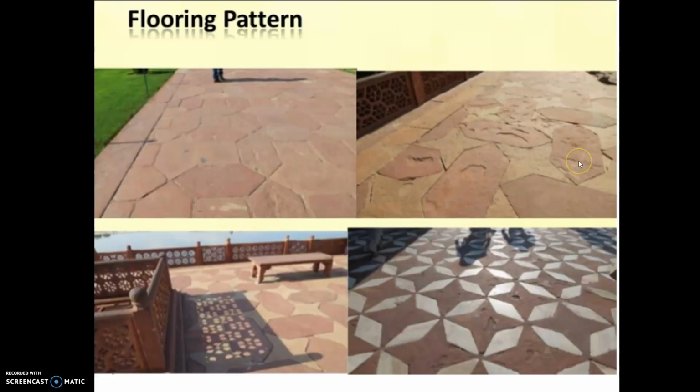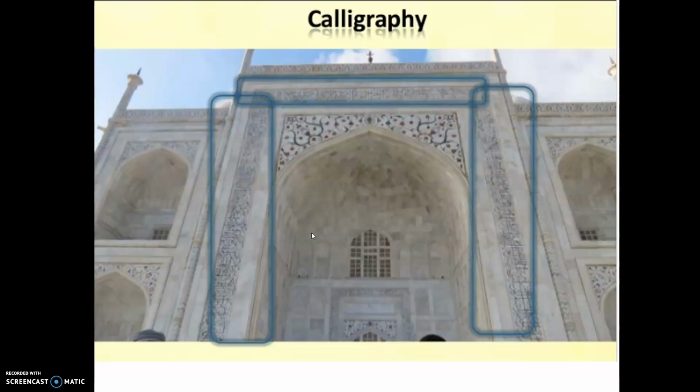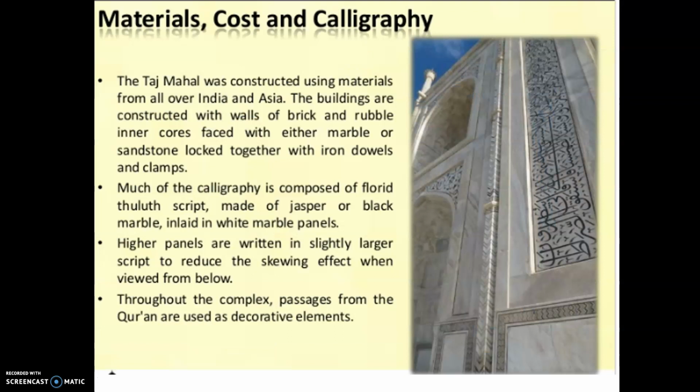And these are patterns with red sandstone and white marble, in which they use a geometrical pattern or star arrangements. These are the flooring patterns. And this is the calligraphy writing which is seen on the pishtaq. In this calligraphic writing, they follow a pattern of writing smaller at the bottom and enlarging it as it moves up. So, the Taj Mahal material, cast and calligraphy.